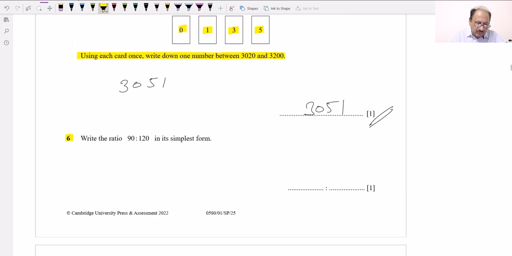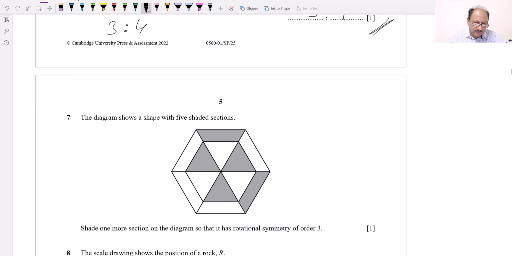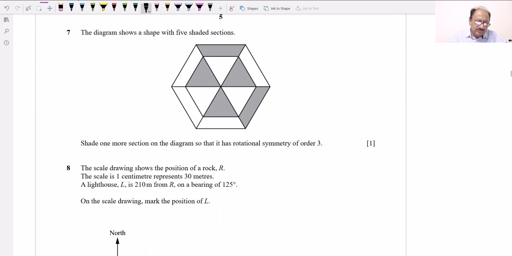Then question number 6, write the ratio 90 to 120 in simplest form. So 90 ratio 120. We can simplify. 0 can be cancelled. So 9, 3 twos are 6, 3 threes are 9 and 3 fours are 12. So our answer will be 3 ratio 4. 3 ratio 4 will be the final answer for 1 mark. Now, question number 7, a symmetry question. The diagram shows a shape with 5 shaded sections. Shade one more section on the diagram so that it has rotational symmetry of order 3. This is a 1 mark question.